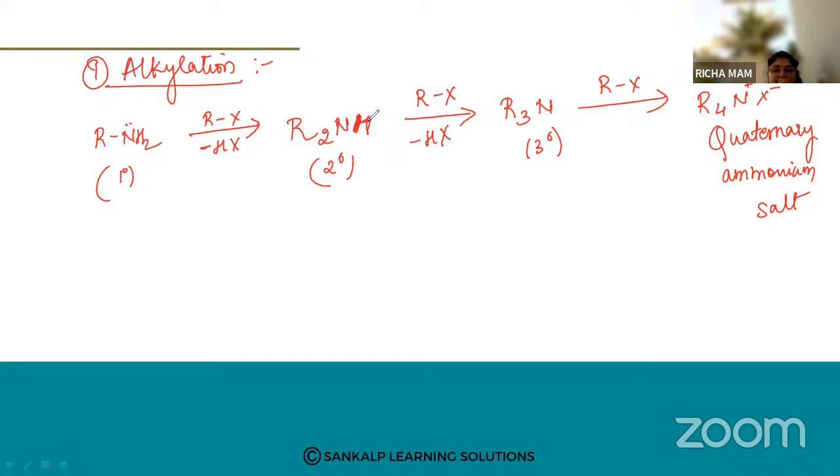Is it clear? So amines react with excess of alkyl halide, and at each step there is replacement of a hydrogen atom of the NH2 group.